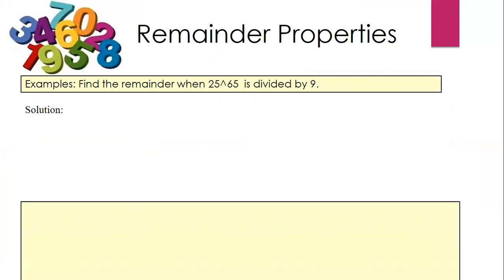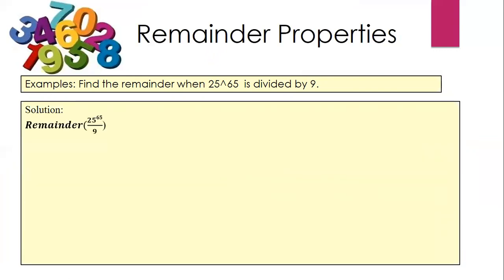We can apply the rule a power m by n. So 25 power 65 divided by 9, we can say 25 by 9 the whole power 65. The remainder of 25 by 9 is 7, so 7 by 9 to the whole power 65. I cannot say my remainder is 7 because we have a power 65 here. So what is the remainder of 7 power 65 when divided by 9? Now we need to find the cyclicity.